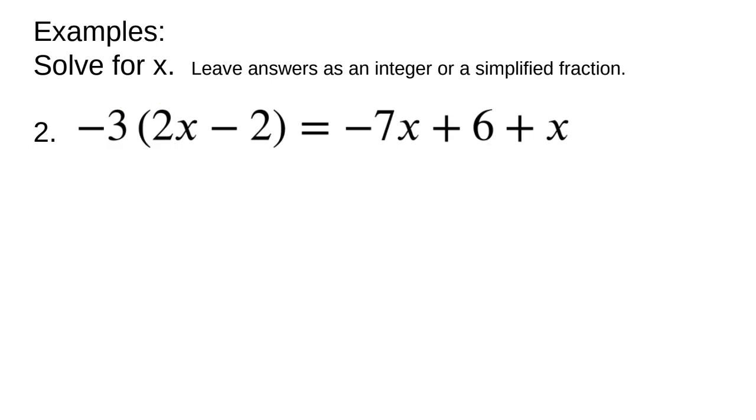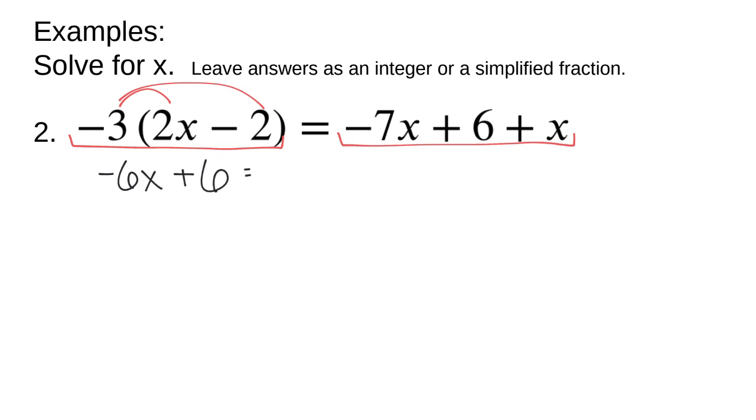Let's try example 2. We want to simplify things that are on the same side. So over here, we're going to try and put some of that together. And on this side, we're going to try and put some of that together. Because we have those grouping symbols, and inside the grouping symbols are not like terms, we're going to use distributive property to get rid of those grouping symbols. Negative 3 times 2x is negative 6x. Watch your signs here. A negative 3 times a negative 2 is a positive 6.